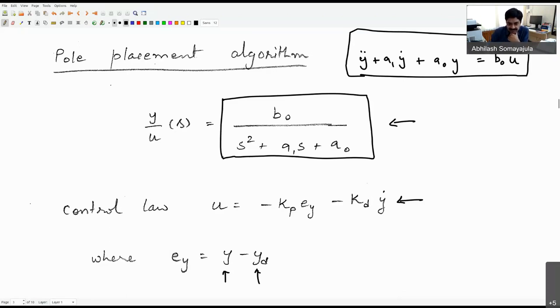So I have this error as y minus the y desired value, and that is being fed into the proportional part of the controller. And then I have the derivative part of the controller, which depends on y dot. This feedback loop I'm giving to the system, and then I want to observe where the poles should be placed. Basically, what I can change is KP and KD. And what I want is for the closed loop system's poles to be located at a certain point of interest to me.